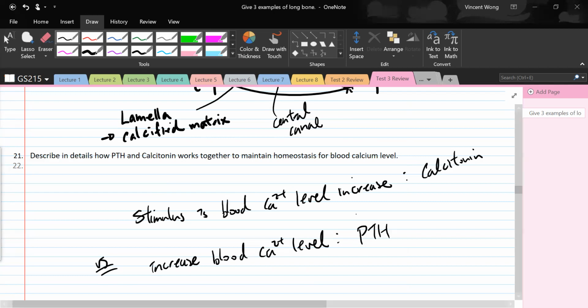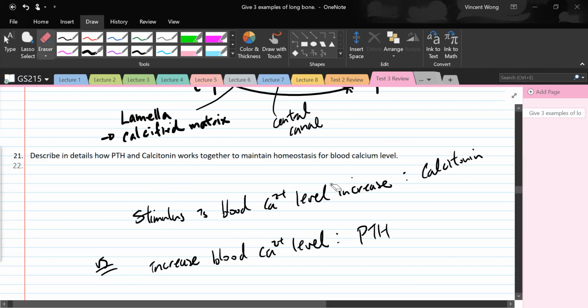So you need to read to see whether the increase in calcium, or glucose, or whatever other hormone we're talking about, is the stimulus or the effect that the question is telling you about, because the answers are very different, right? Do you guys understand what I'm trying to tell you here? Any follow-up question?